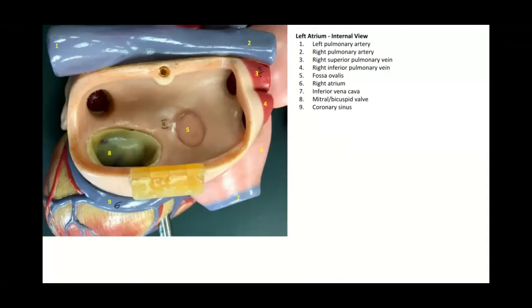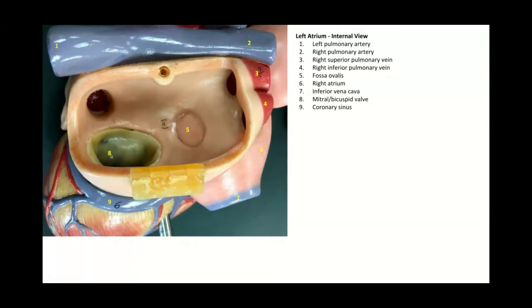And this picture shows you the left atrium. The left atrium has 4 openings: 2 openings for the right pulmonary veins and 2 openings for the left pulmonary veins. You can see only one of them here. Number 3 and number 4 are the right superior and right inferior pulmonary veins. Here you can see the interatrial septum, and you can see the fossa ovalis with number 5 from this view, from the left atrium.